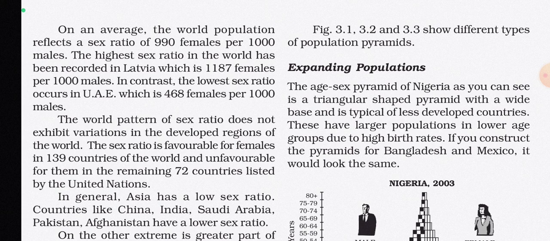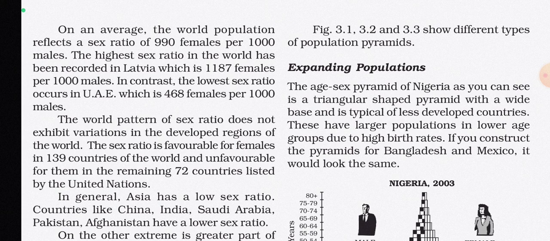The sex ratio is favorable for females in 139 countries of the world and unfavorable for them in the remaining 72 countries listed by the United Nations. So there are 139, so 139 and 72. So this is 211 countries listed by the UN, right?